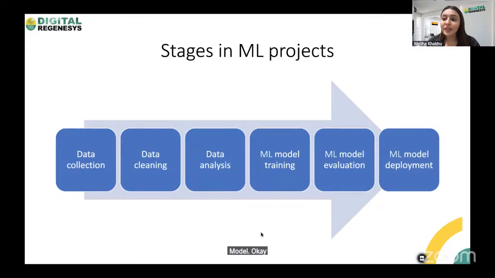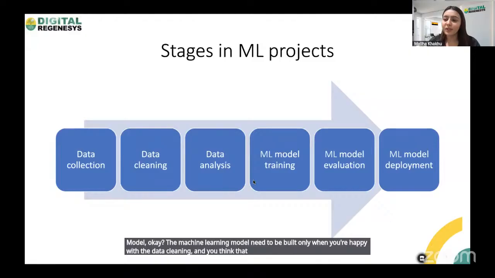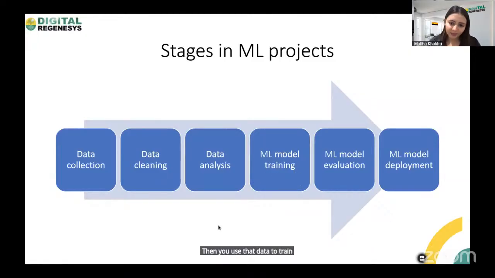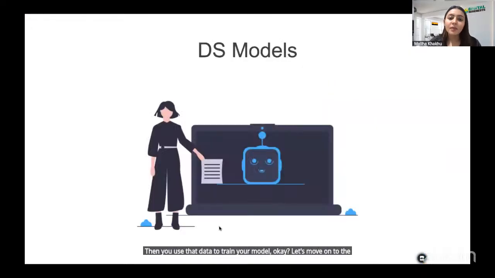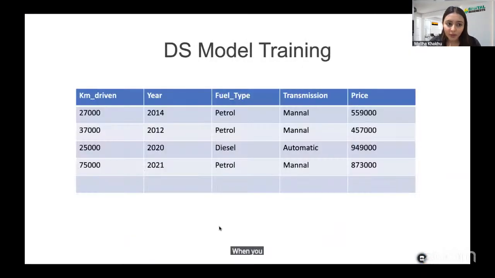The machine learning model needs to be built only when you're happy with the data cleaning and you think that the quality of the data is good. Then you use that data to train your model. Okay. Let's move on to the fourth step where you start building the model.